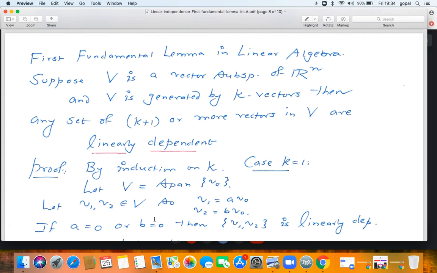R3 is generated by how many vectors? 3 vectors: (1,0,0), (0,1,0), (0,0,1). So I have a generating set containing 3 vectors. If I take 4 vectors in R3, they will be linearly dependent.